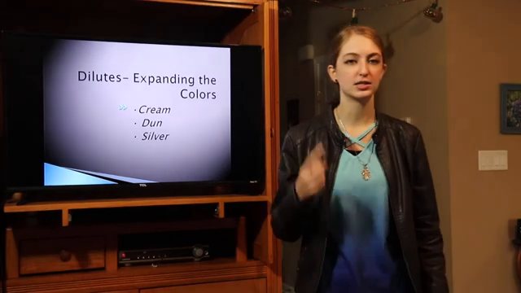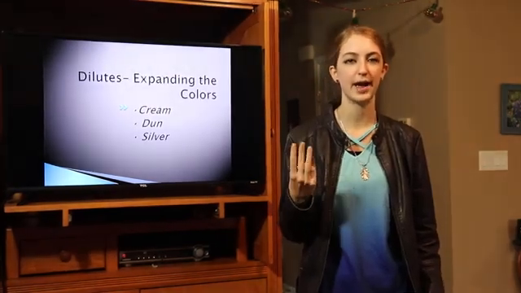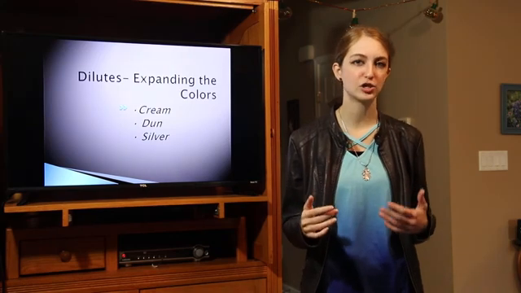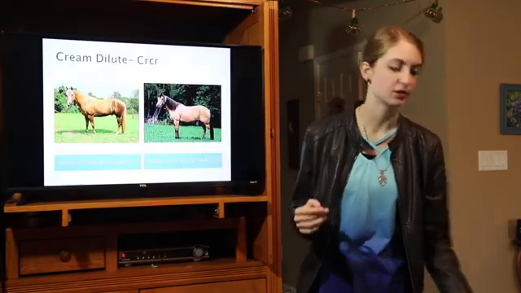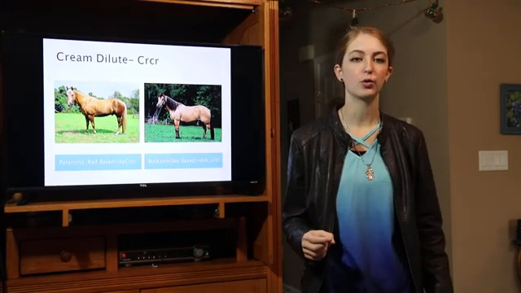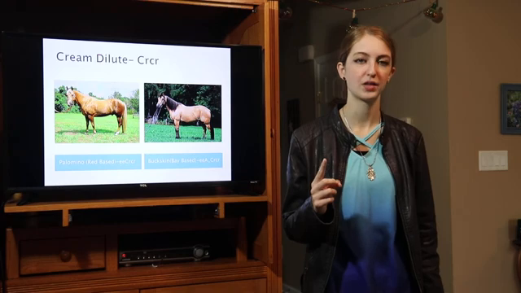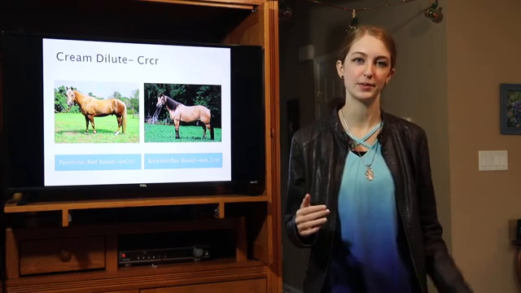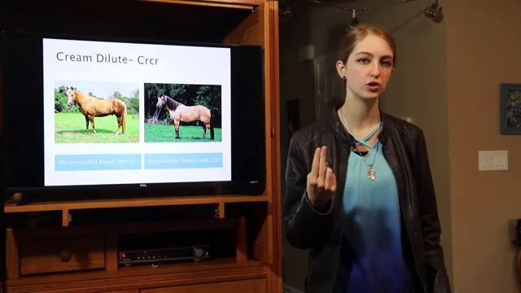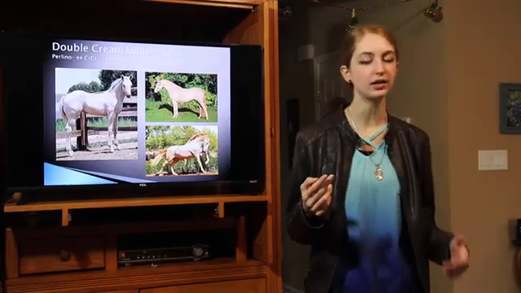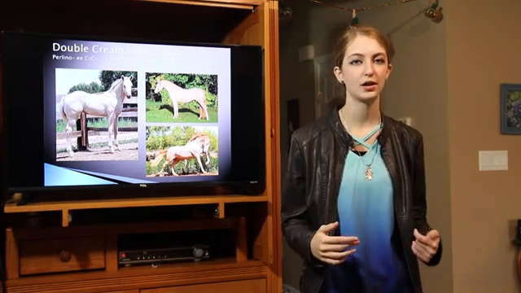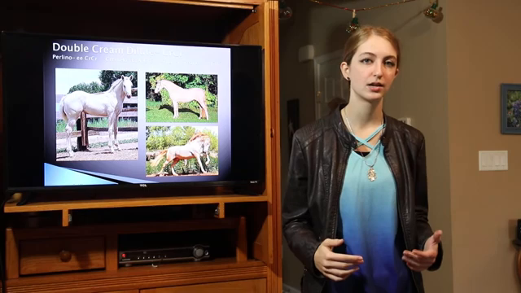With these three bases, the chestnut, black, and bay, they can be expanded by dilutes, which change the base color. The first of these is the cream. Now, the cream dilute acts a little differently. If the horse has just one dominant cream, the base color is lightened, where a chestnut becomes a palomino and a bay becomes buckskin. But if the horse has two dominant cream genes, then it washes out all color, leaving it a very light cream, no matter what the base originally was.